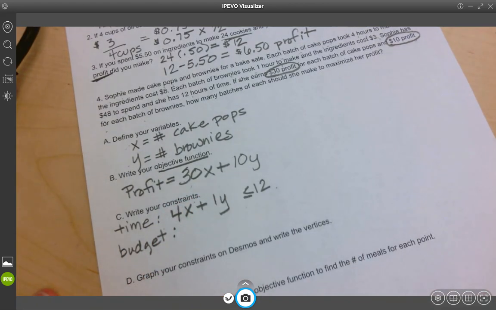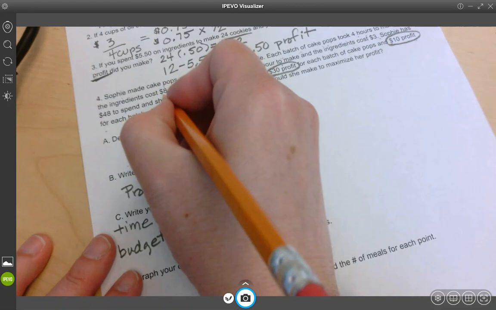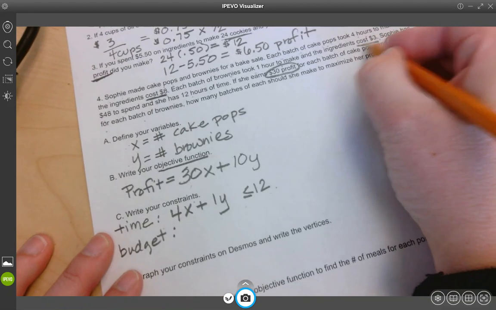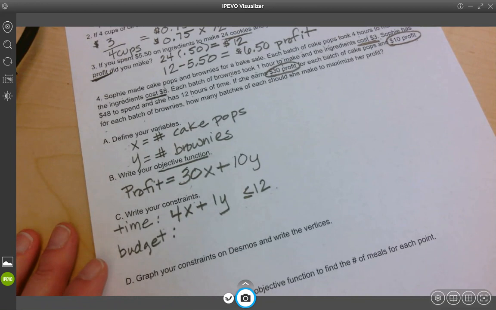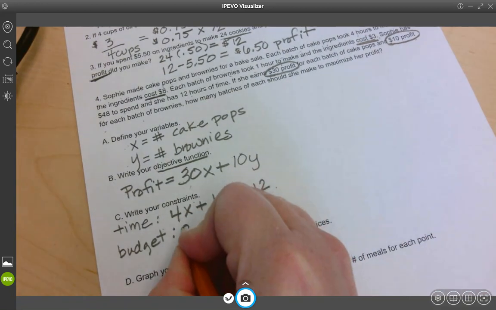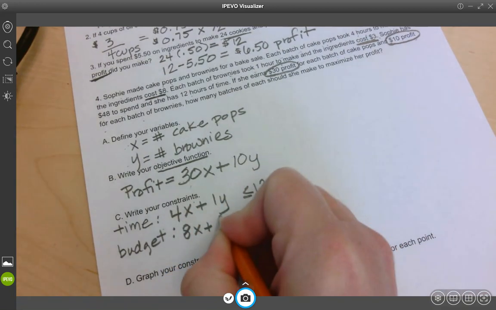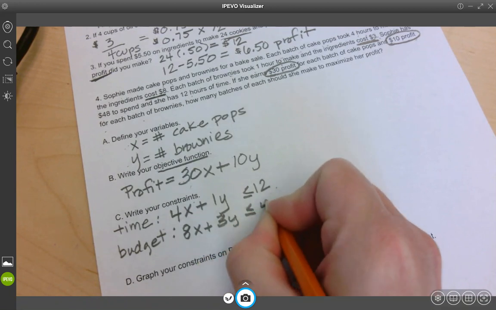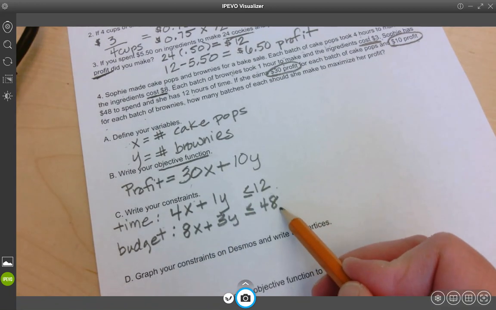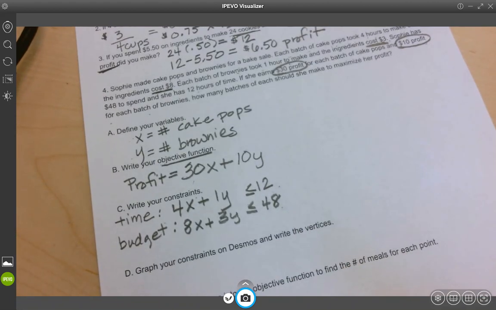And so this time we're looking for the money she's spending, not the profit money. And it's tricky when there's two different things that are money. So we've got this one here, and we've got this one here. Does anybody think that they can share the inequality for the budget? I see one hand. All right, Shelby, give it a try. 8x plus 3y is less than or equal to 48. Okay, if you agree with Shelby's inequality, raise your hand. 1, 2, 3, 4, 5. Okay. Who has a question about these inequalities?